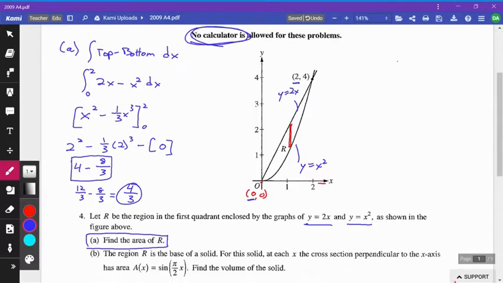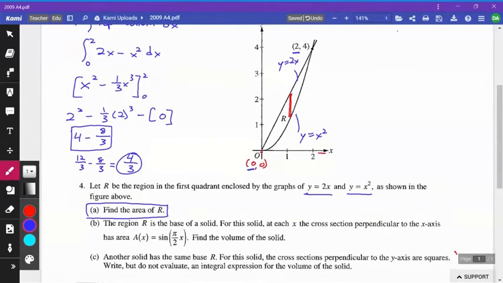All right, so for part B, I know the region R is the base of a solid. For this solid, at each x, the cross section perpendicular to the x-axis, so that tells me that we are dealing with dx, has an area of A of x, and I want to find the volume of that solid. So this is using cross sections.